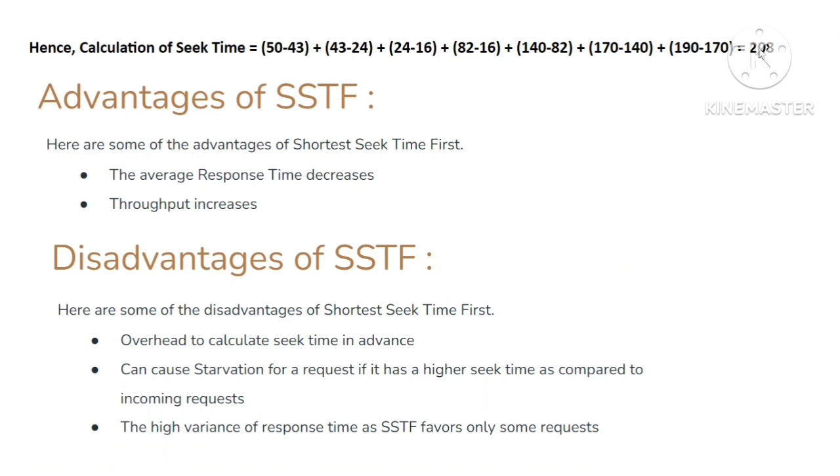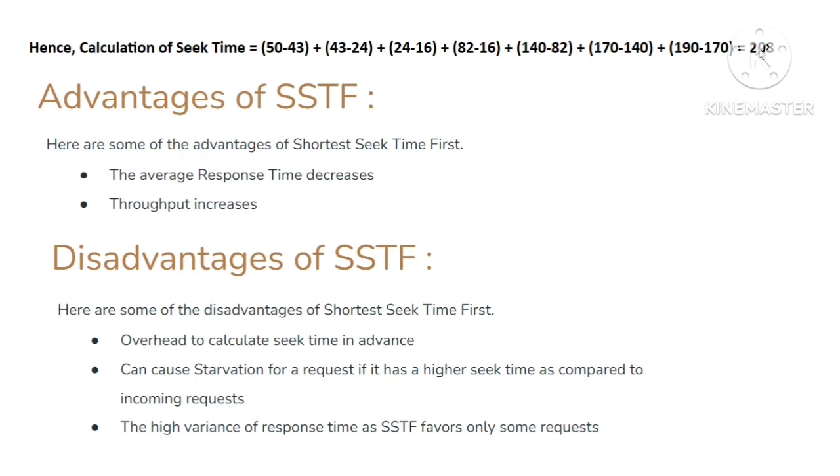The second one is that it can cause starvation for a request if it has higher seek time compared to incoming requests. As we know, there is a multi-user environment, so there can be multiple disk requests from users at runtime. There can be a scenario where there are multiple requests to access the disk nearby the current request, and the arm will continuously service only the requests nearby the current request.